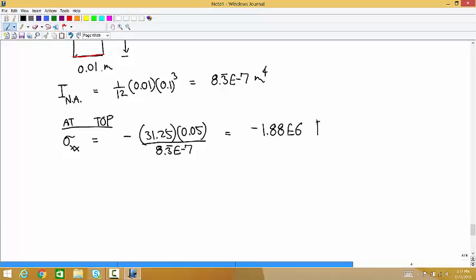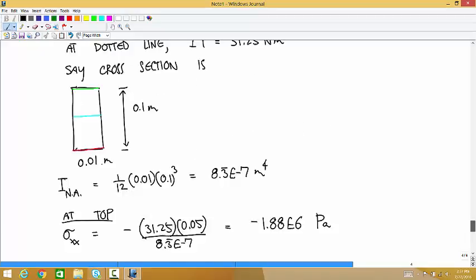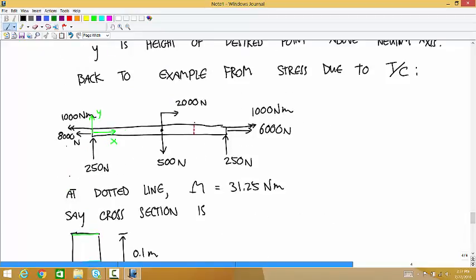Pascals. Okay, so what that is saying is, at this point, we know it's a positive bending moment, which means that at that point, there's a curvature like a smile. And so as you get closer to the center of curvature, so as you go up, the elements are getting shorter, so they're in compression. And that's what that negative stress means, that the point up at the top is in compression.